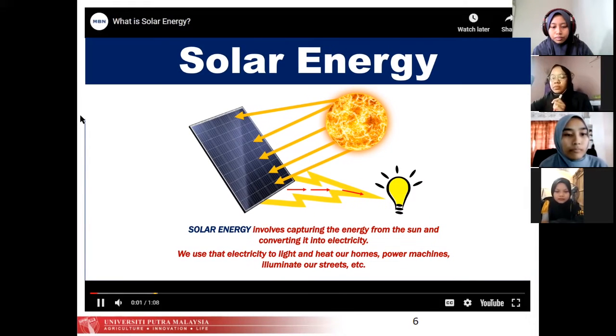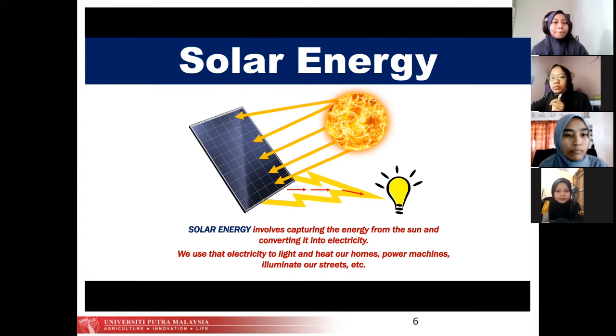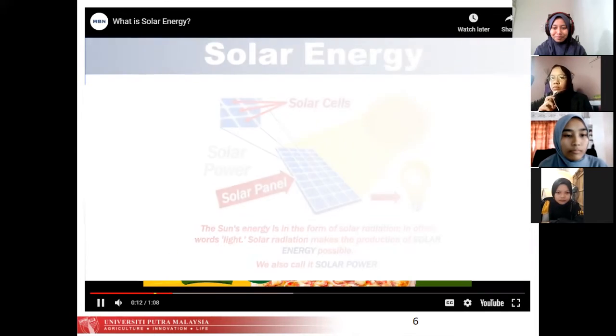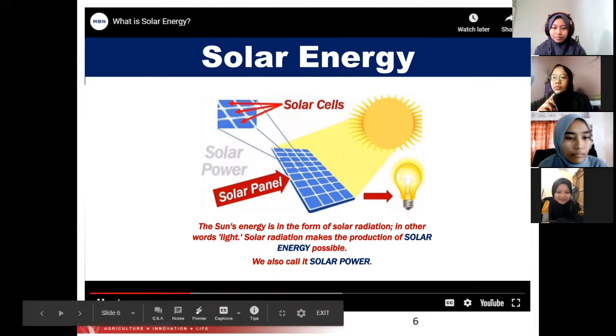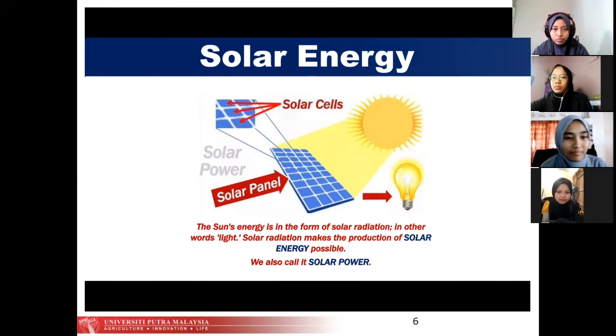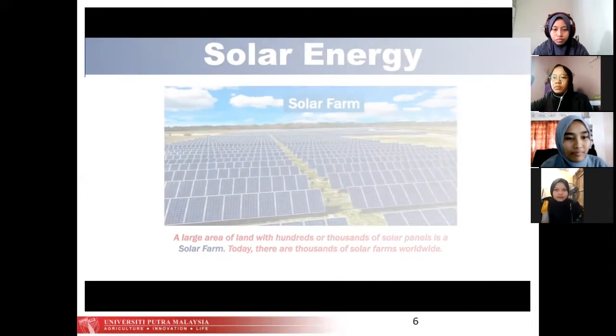Solar energy involves capturing the energy from the sun and converting it into electricity. We use that electricity to light and heat our homes, power machines, illuminate our streets, etc. The sun emits energy in the form of solar radiation, in other words, light. Solar radiation makes the production of solar energy possible. We also call it solar power.